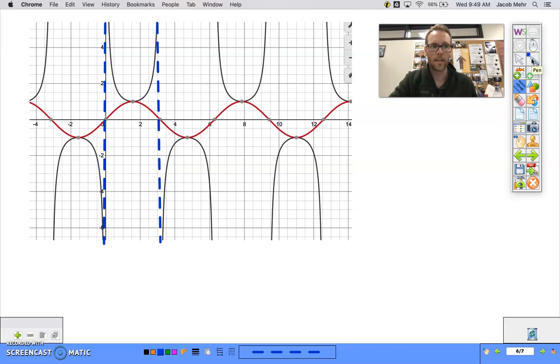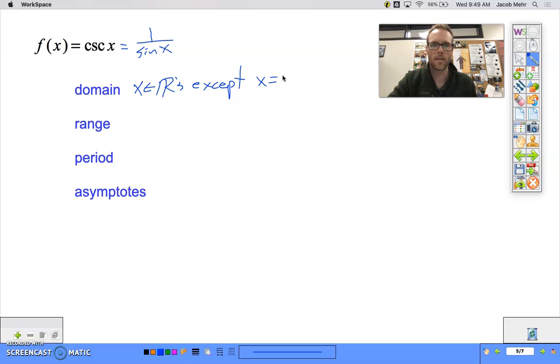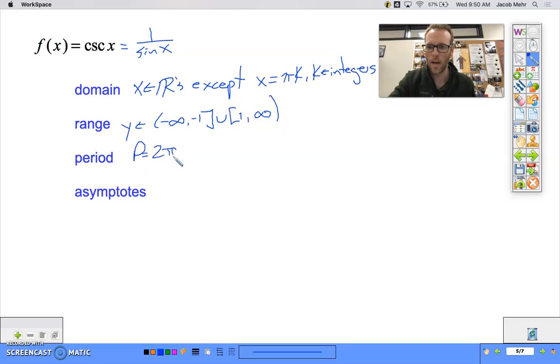So it happens at 0, pi. Next one happens at 2 pi. It happens every spot where the sine is equal to 0. So we will write this as except pi k, where k is an element of the integers. Its range is just like that of the secant. Its period is also going to remain 2 pi, and the asymptotes we already described where those are.